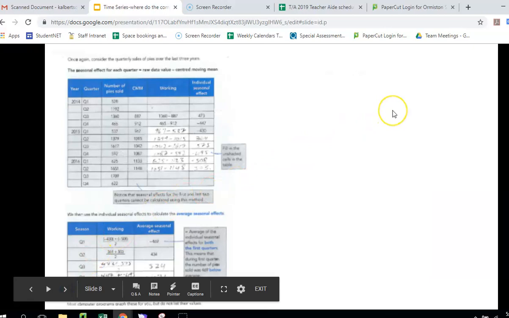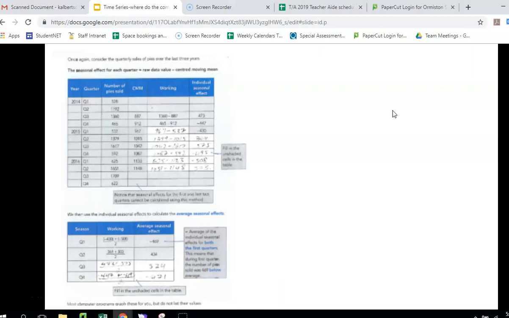And then we're moving on to seasonal effects. Now, a seasonal effect is something that happens every season, or it could be every Sunday something happens. So maybe every Sunday there's a whole lot of traffic going down a particular road. So that would be every Sunday. So on a Sunday, there'd be a spike in the number of cars on the road.